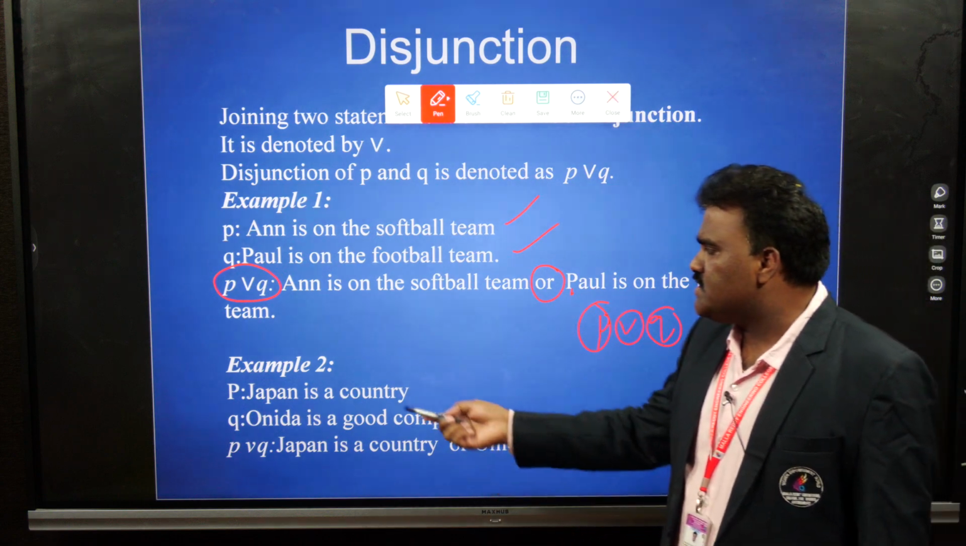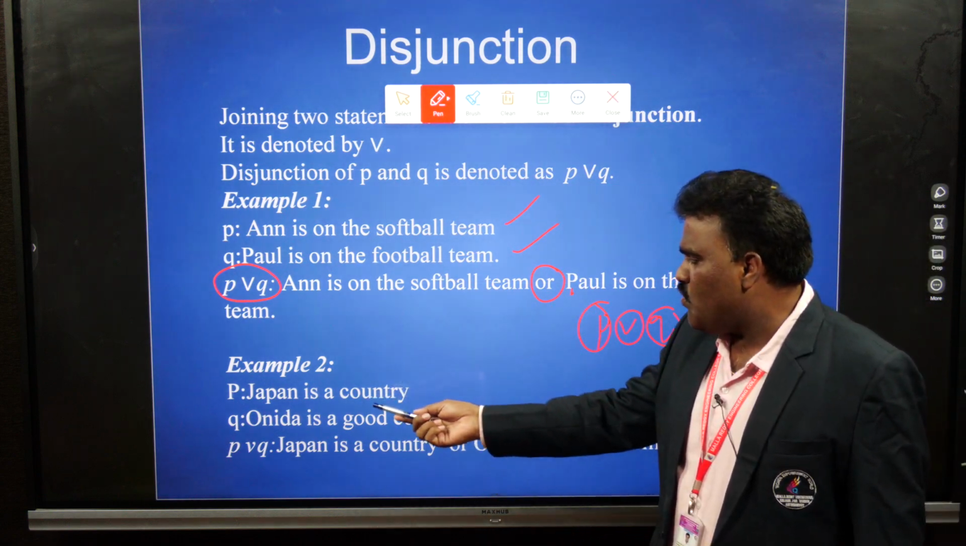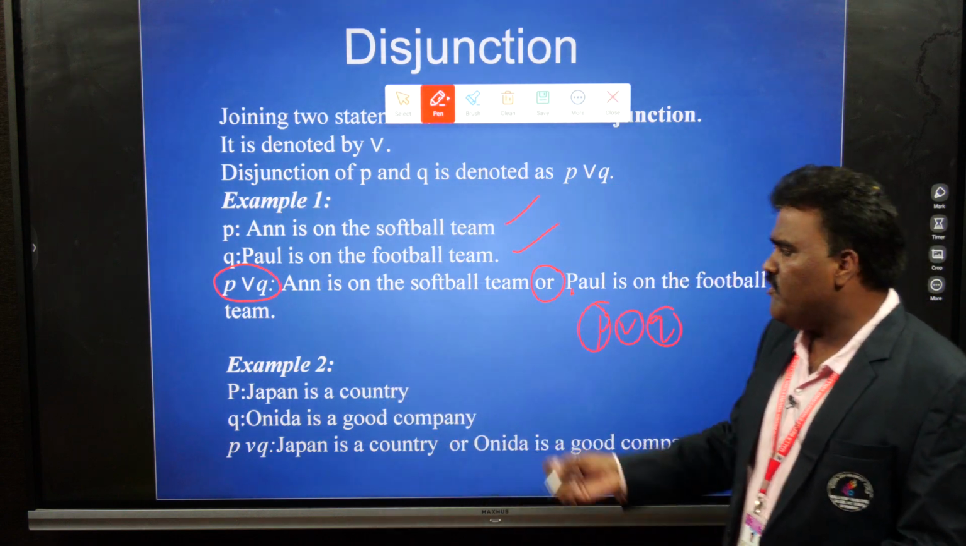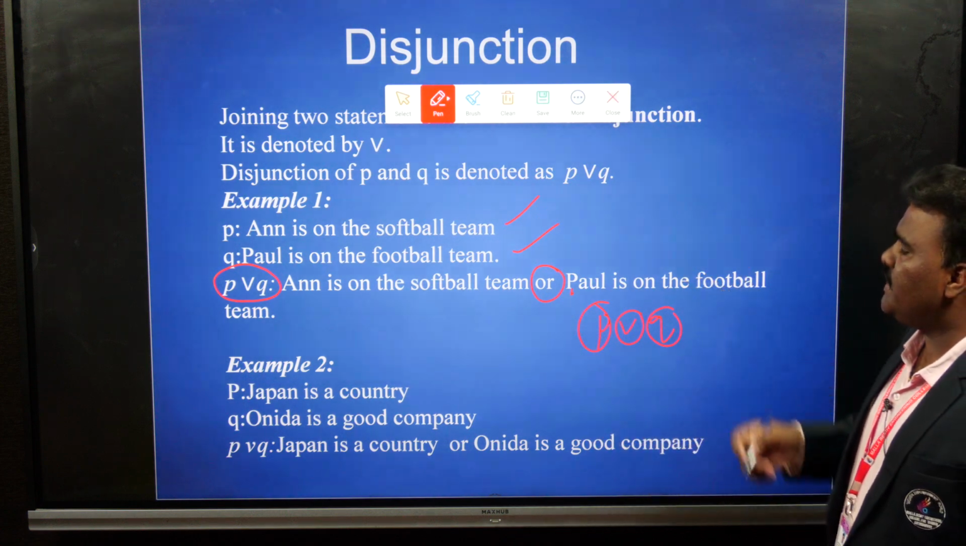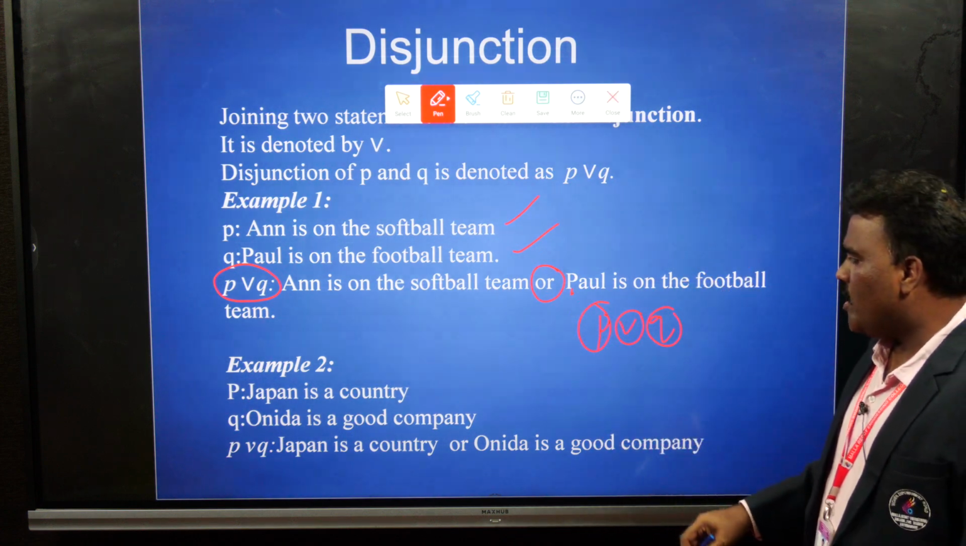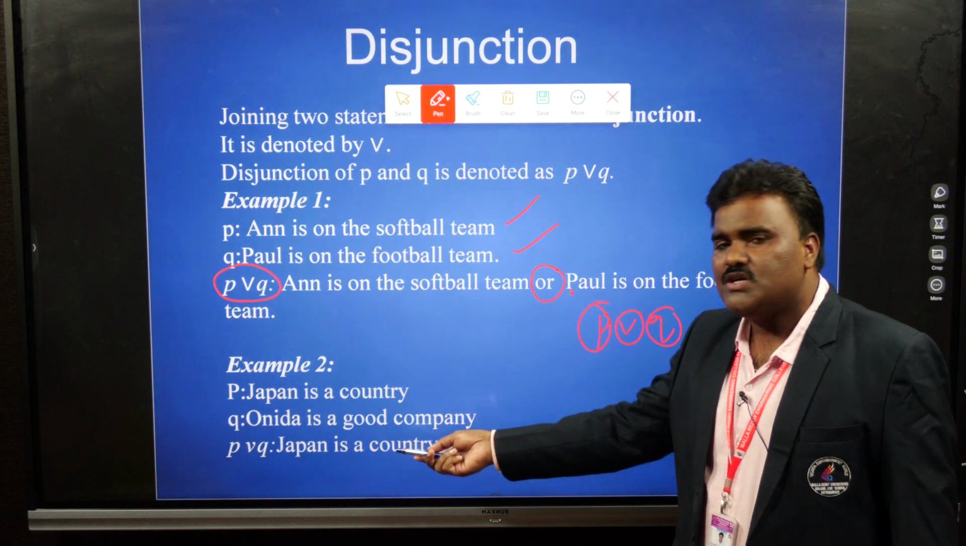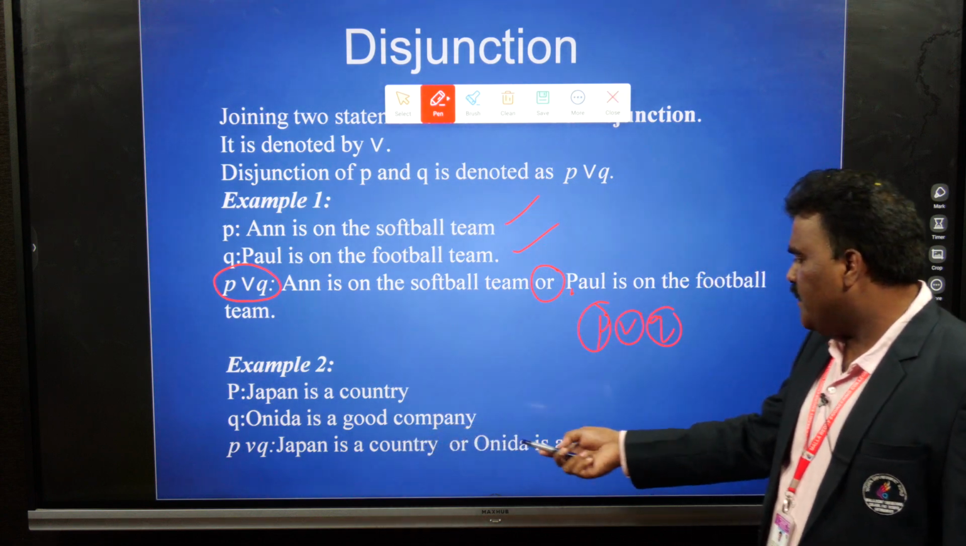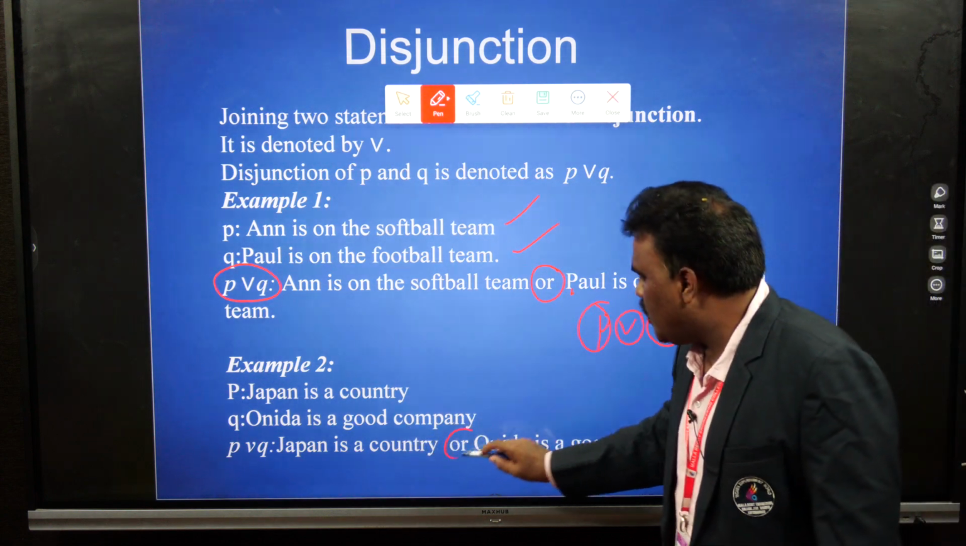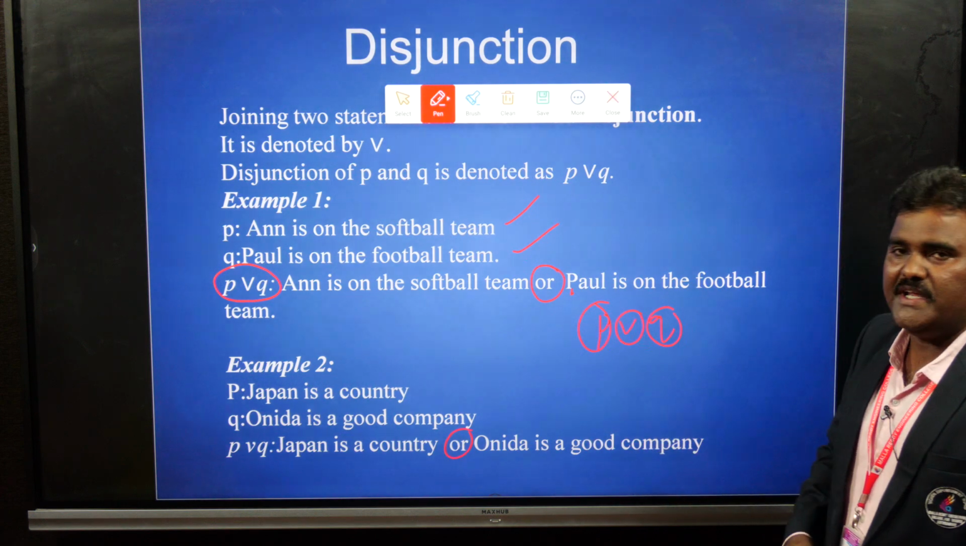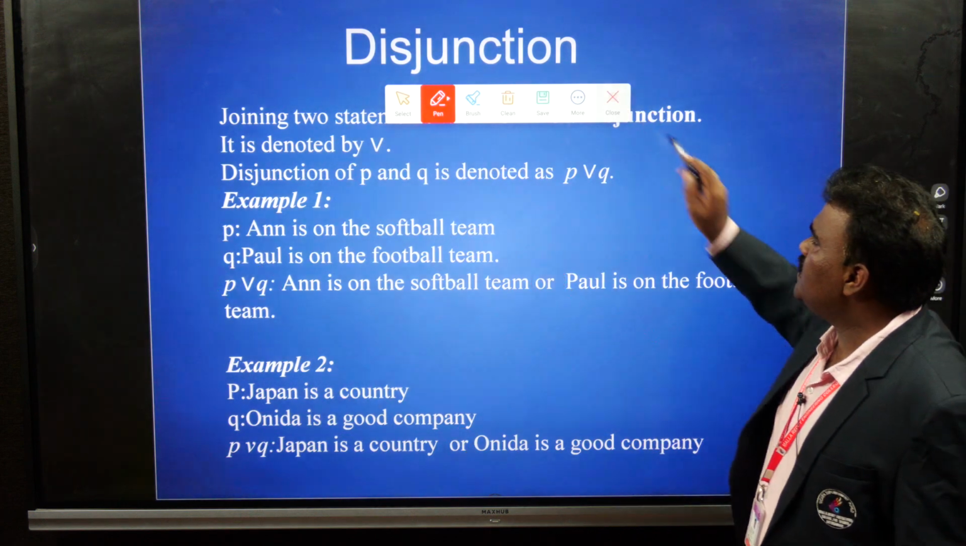Another example is: Japan is a country, Onida is a good company. If you want to represent these two statements in disjunction with the help of the OR operator, the result can be represented as: Japan is a country OR Onida is a good company. In this way we represent the disjunction.